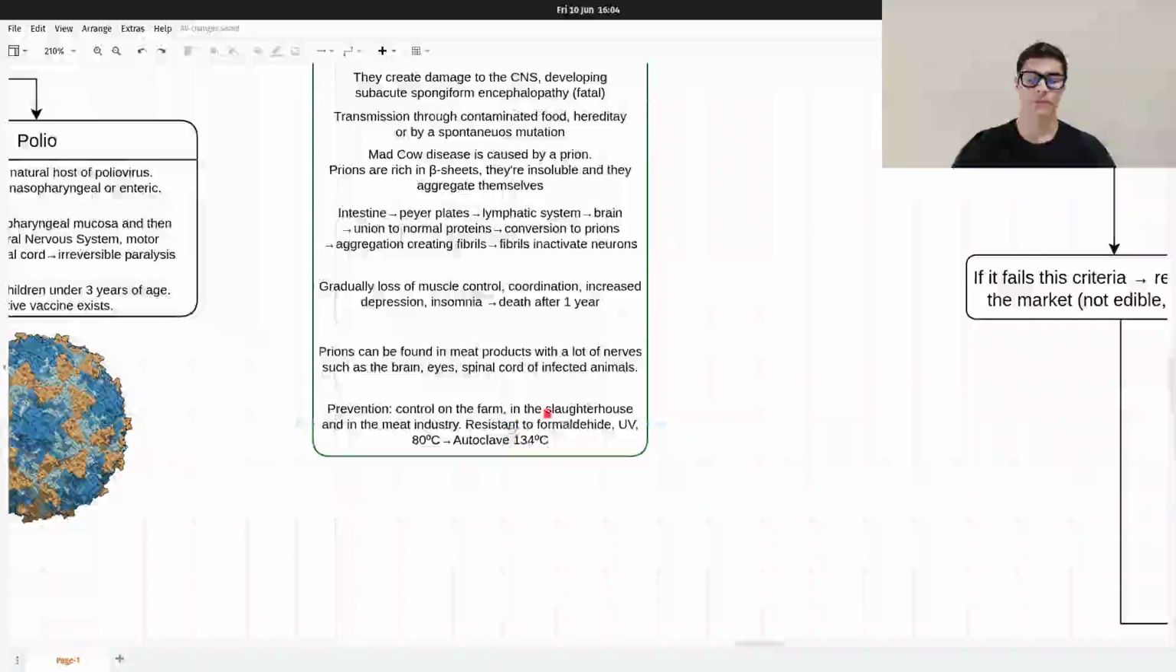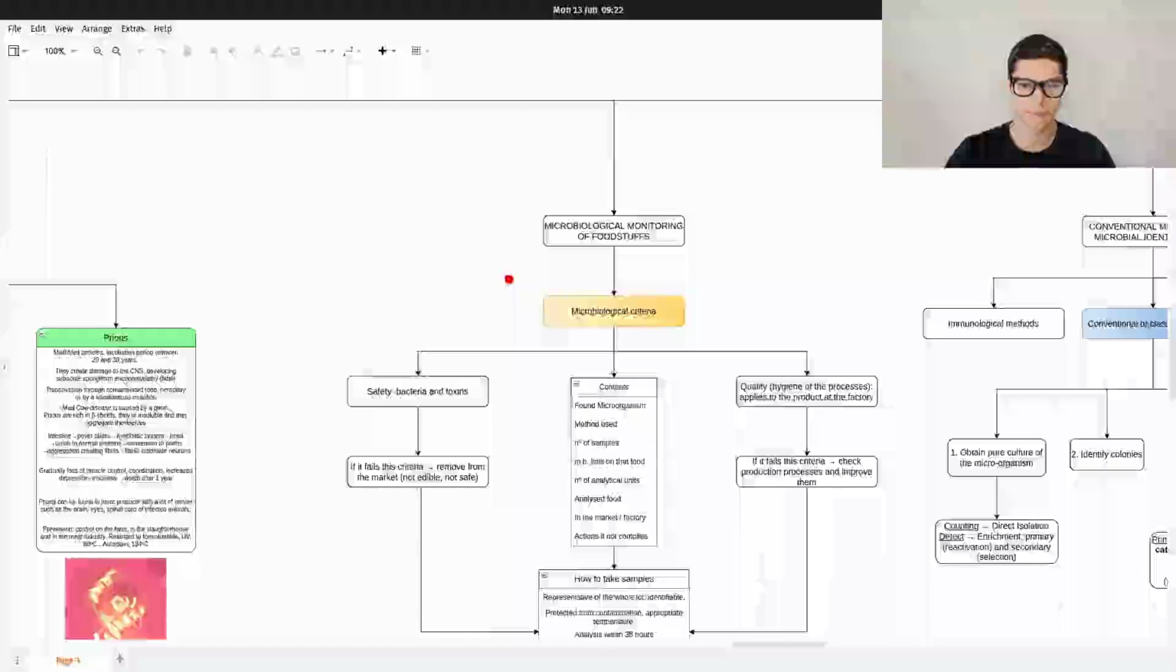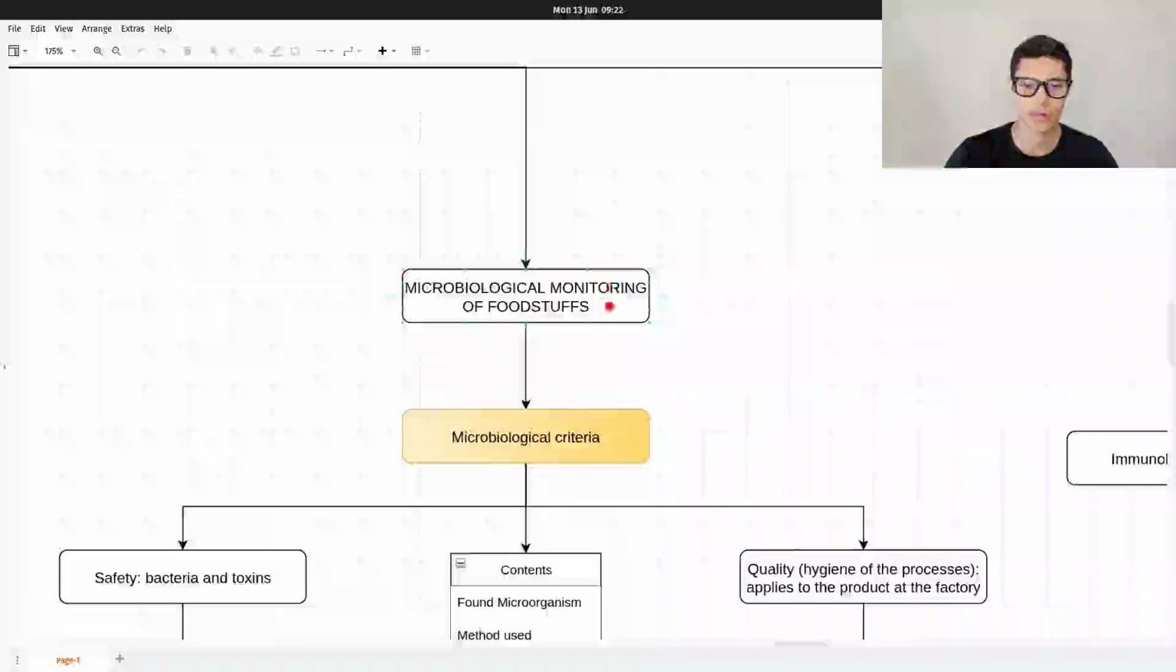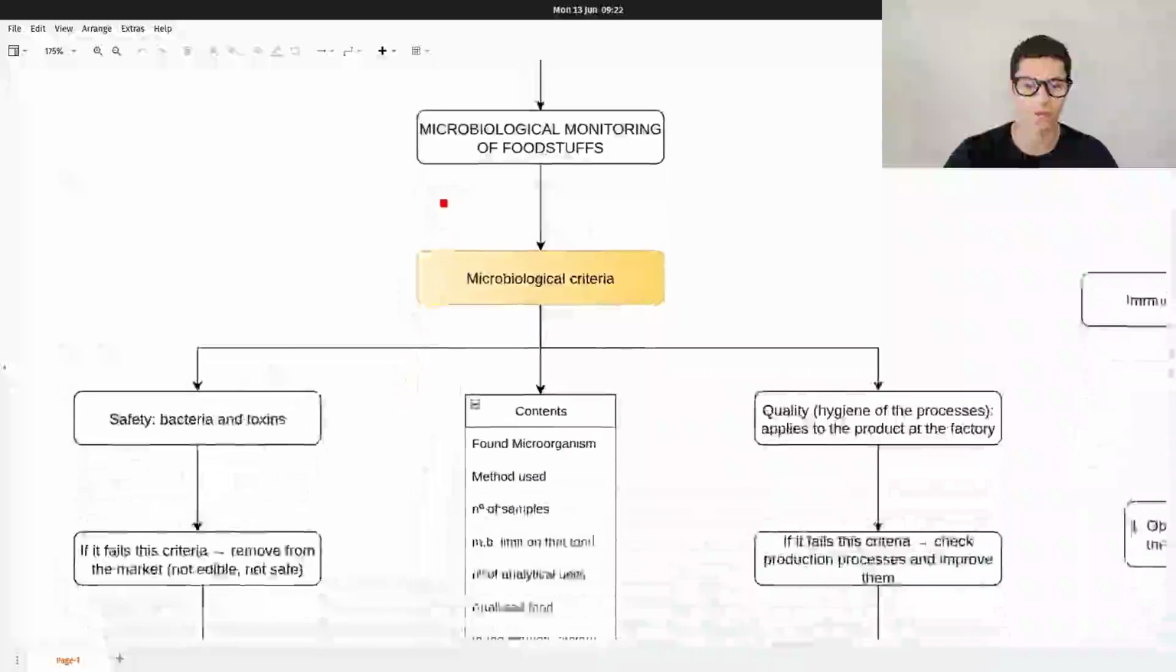They can resist formaldehyde, UV light, and 80 degrees as well. So to kill them, we need to use the autoclave at 134 degrees Celsius. Okay, so if we move on, we have the microbiological monitoring of foodstuff.